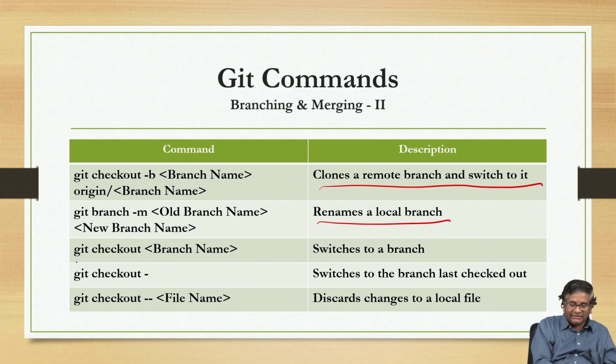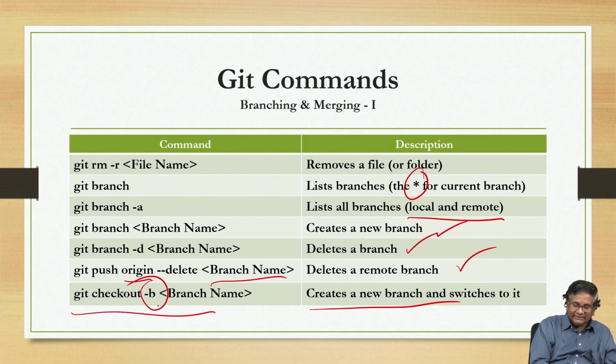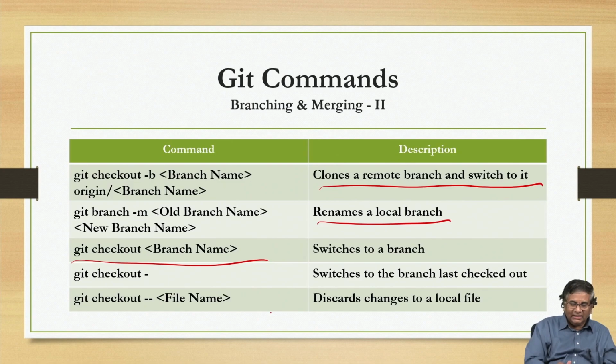So git checkout is basically the cd command. It switches to a branch. Minus b is for creating: when you use minus b, it is for creating a new branch. Checkout is for just changing to the branch. Git checkout hyphen switches to the branch you last checked out. Git checkout minus minus file name discards changes to the file.